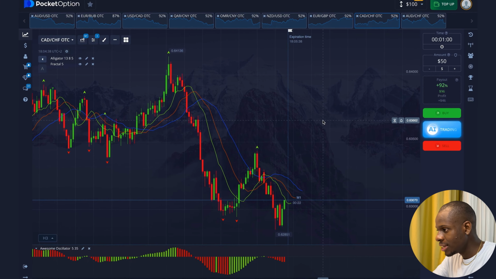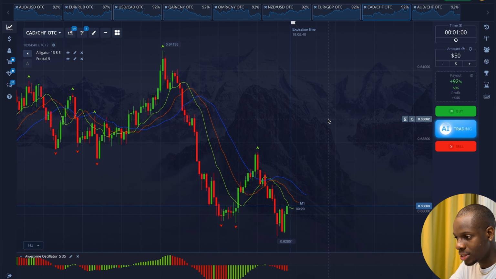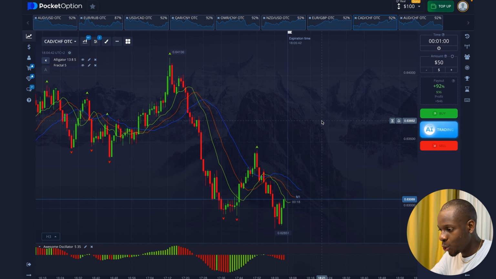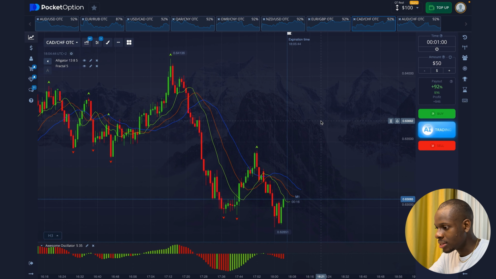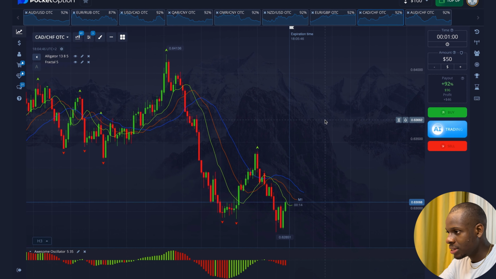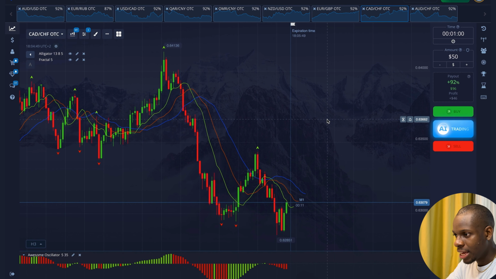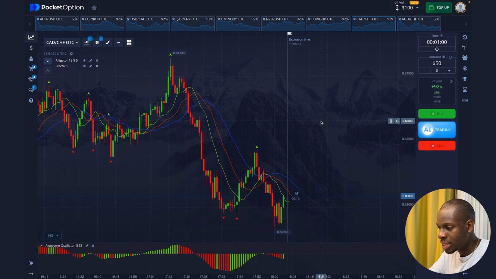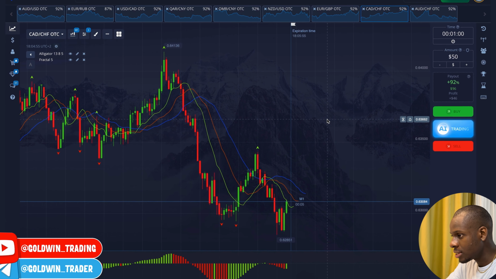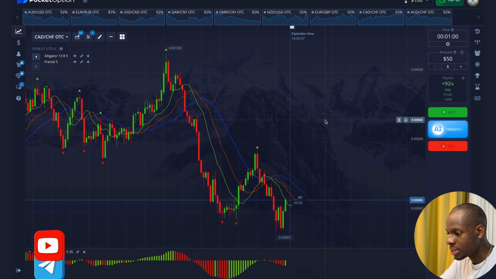So guys, let's get right into trading today. I'm just going to go straight to the point. We're going to be trading OTC pairs and I have this set of indicators. I've already checked all the pairs that we're trading today and I made sure they have the best payout percentages and also the best chart movements.